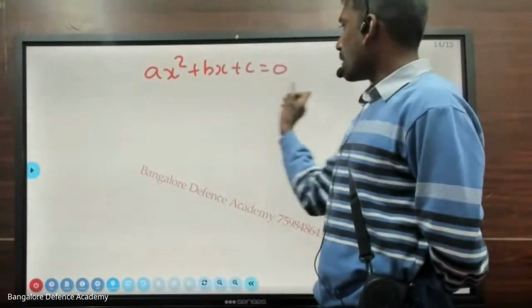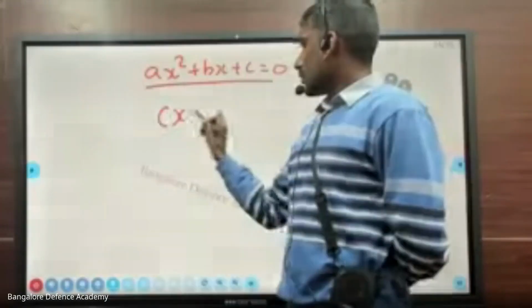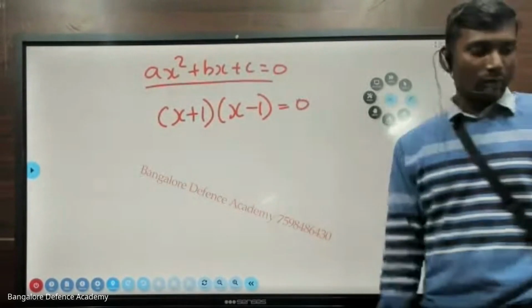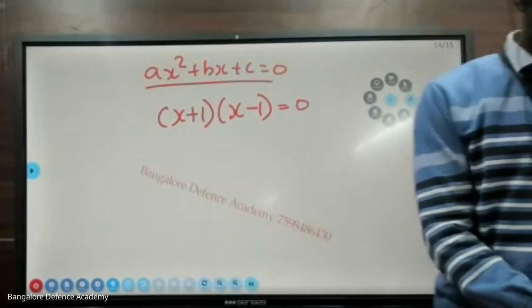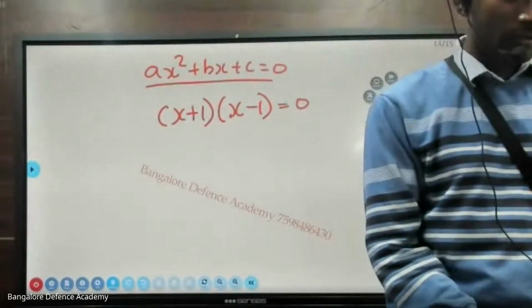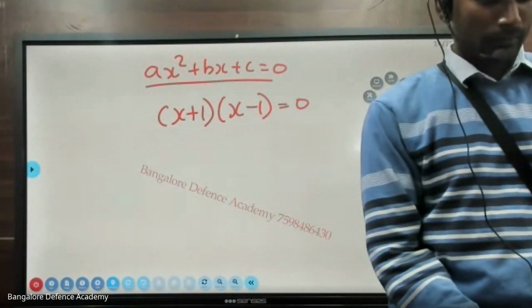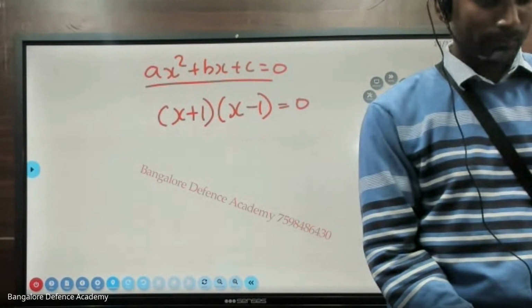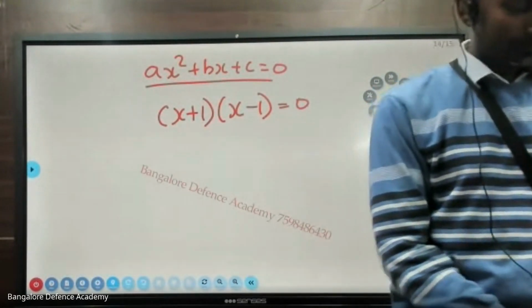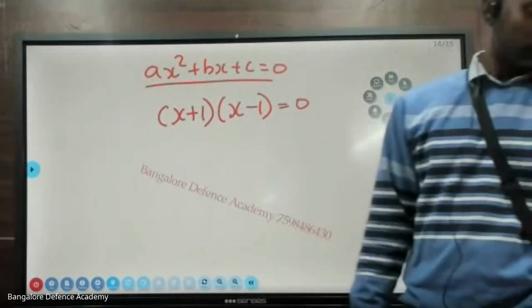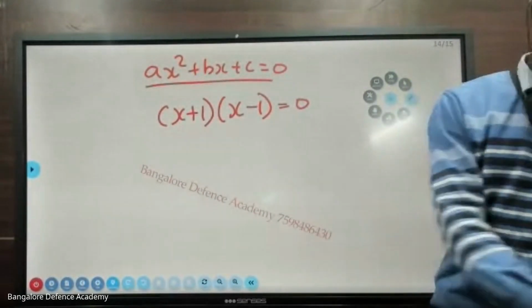So write down ax square plus bx plus c. This is the quadratic equation. Now, (x plus 1)(x minus 1) is equal to 0. Is it a quadratic equation? Tell me now quickly. Why yes? Justify your answer. Yes, the highest degree is 2. Anything else?